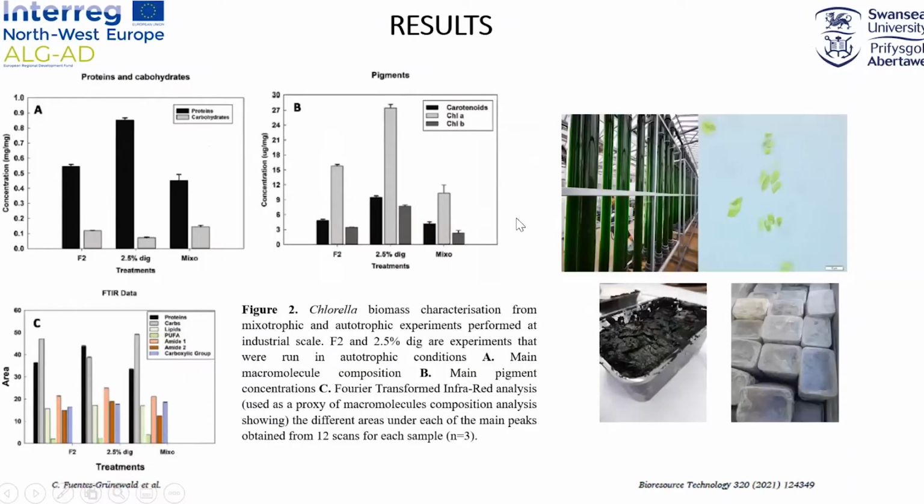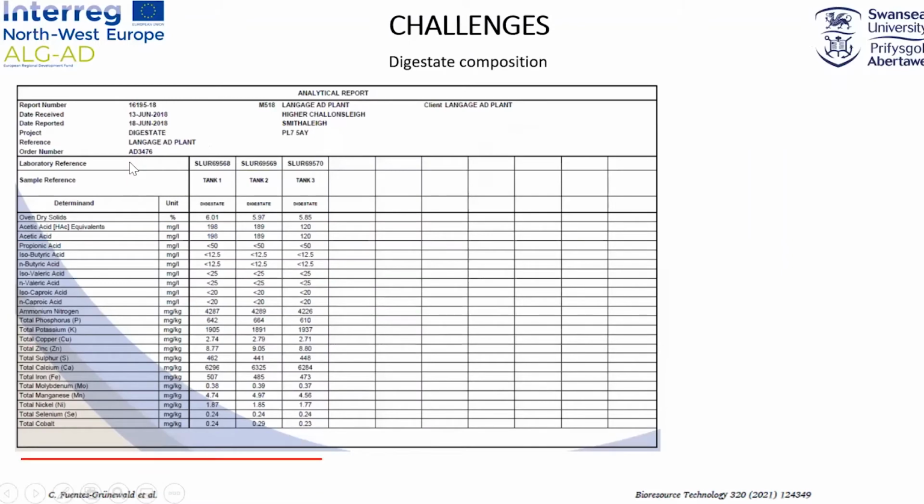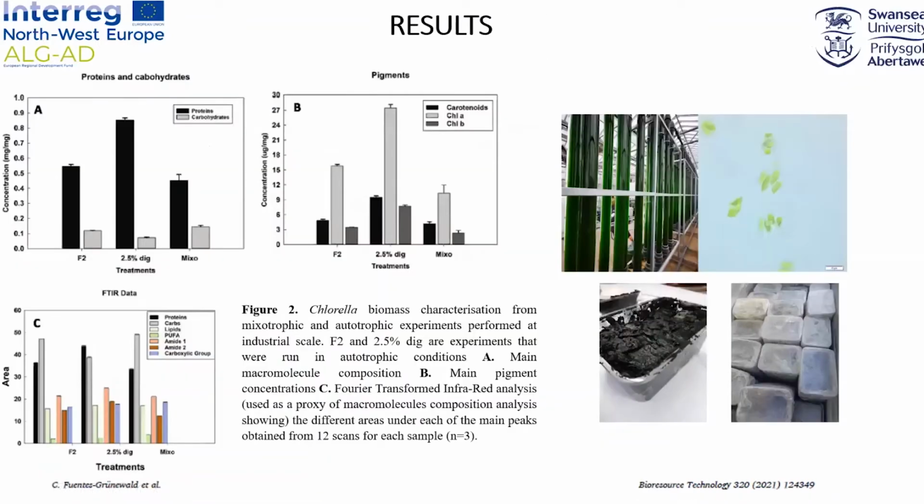Also, we have characterized the biomass that we produce. In this case it is Chlorella biomass, and as you can see here, when we compare with the standard F2 media, using autotrophic conditions with 2.5% digestate, which was the standard concentration that we use in the photobioreactor, we were able to obtain a really good protein concentration.